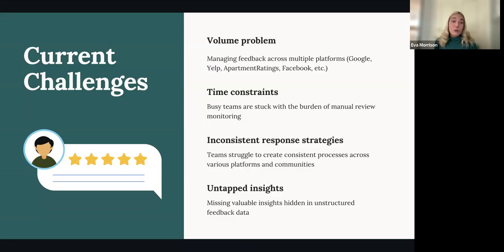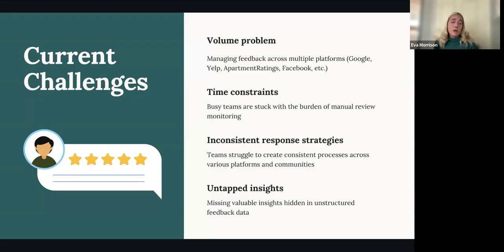Your teams are super, super busy. They're already at capacity in terms of their day-to-day workload. And now they're stuck with this burden of manual review monitoring, which is yet another check item that they have to go through, and is taking valuable time away from them being able to implement changes, help people through the leasing process, and ultimately provide a smoother process from start to finish.